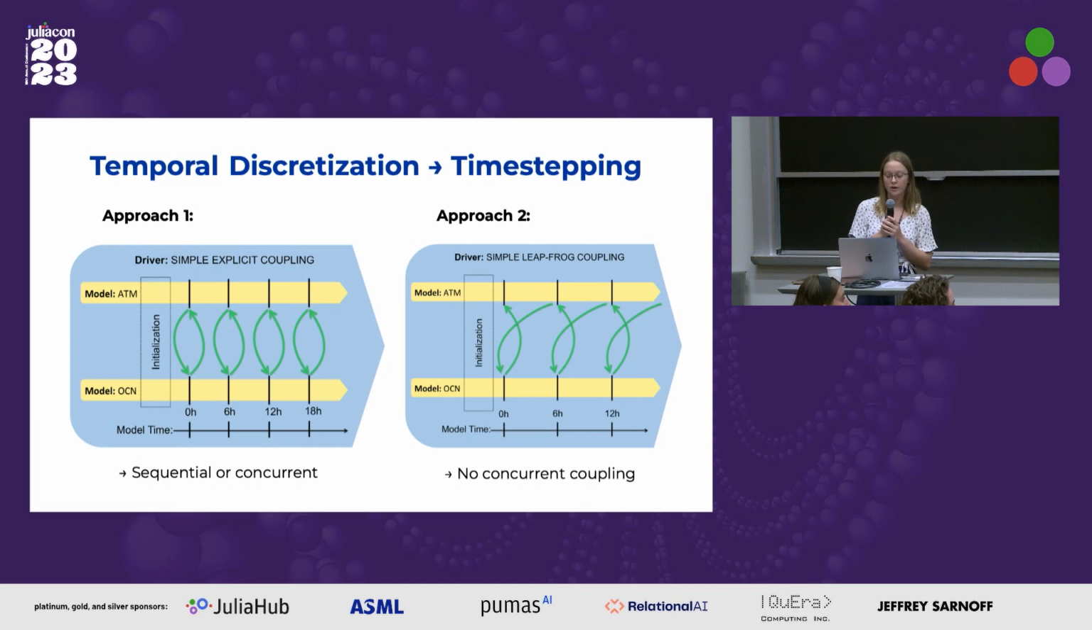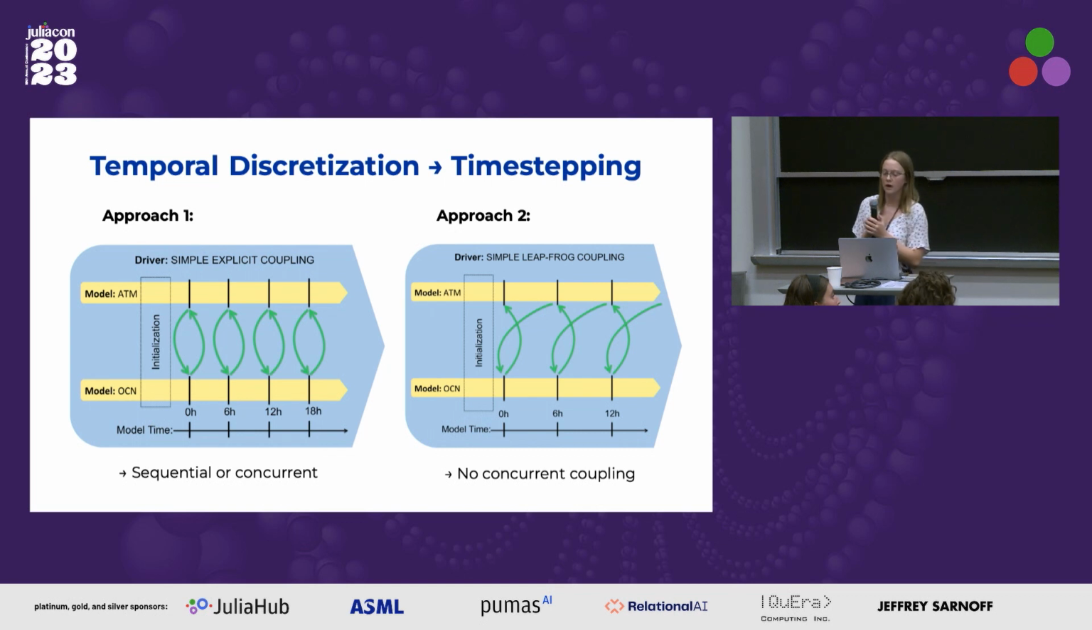But this is not the only approach to time stepping that we have. So another option is leapfrog coupling. So this starts off similarly. We have our two models and we initialize both of them. But in this approach, at the beginning of our simulation, we take our information from the ocean and we send the fluxes that we need to communicate to the atmosphere first. And then we take one time step of only the atmosphere model. And then we send these updated fluxes from the atmosphere to the ocean model, step the ocean model, and continue in this fashion.